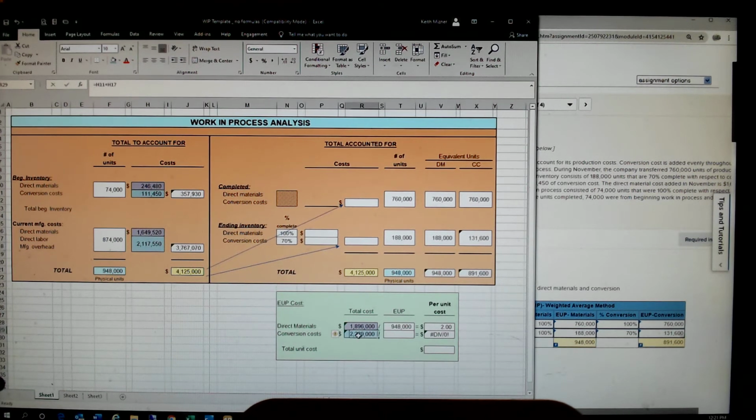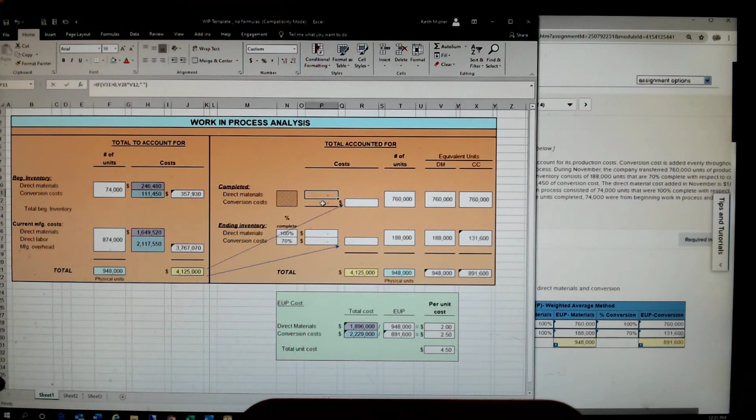Total conversion cost, 2,229,000. And how many equivalent units of production did I have for conversion costs? 891,600. Total conversion cost, $2.50 per unit. So one whole unit costs $4.50. Great.